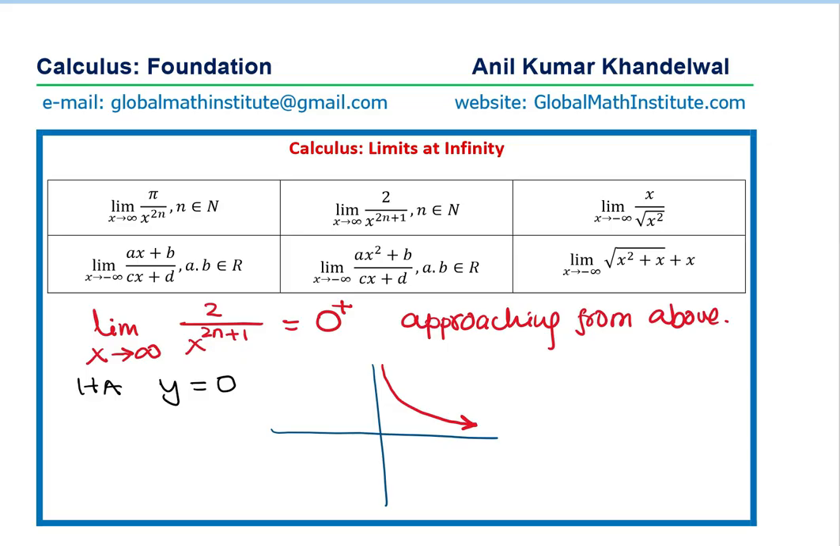However, if x is negative and you're approaching negative infinity, meaning you're approaching on this side, then this function will be negative, since the power is odd. So you will approach like this. It's kind of a 1 over x graph, so that will be here. But you see, y is approaching from above when x is approaching positive infinity. So in short, when x approaches infinity, y approaches 0 from above in this particular case, where we are considering positive infinity. Now let's take up the next example.